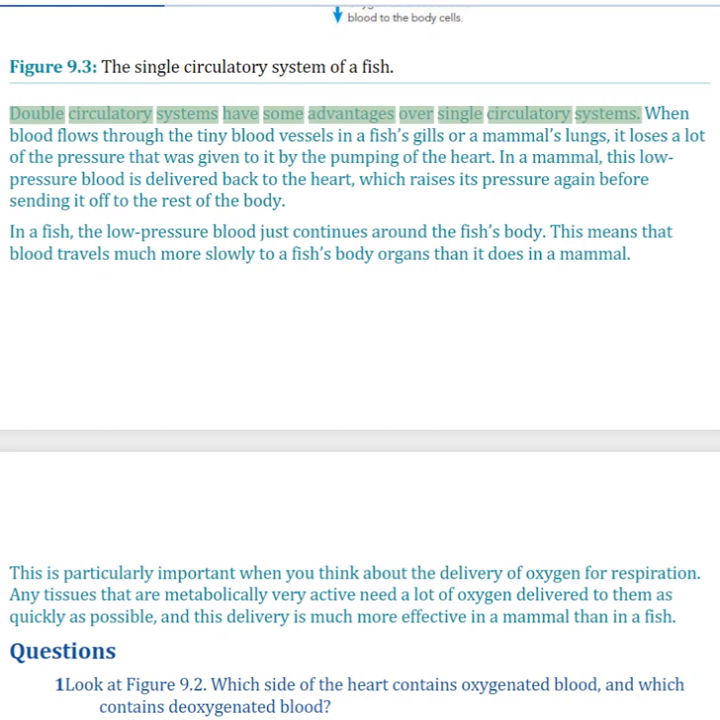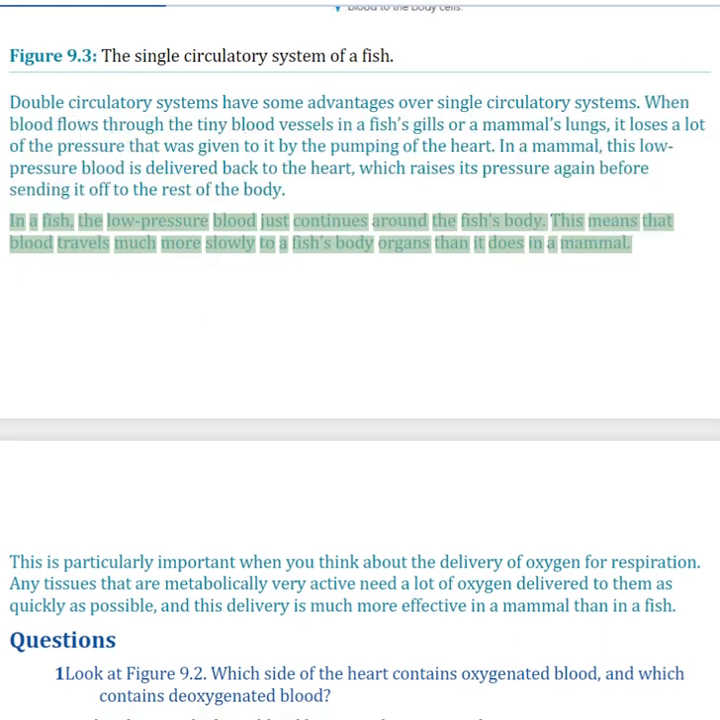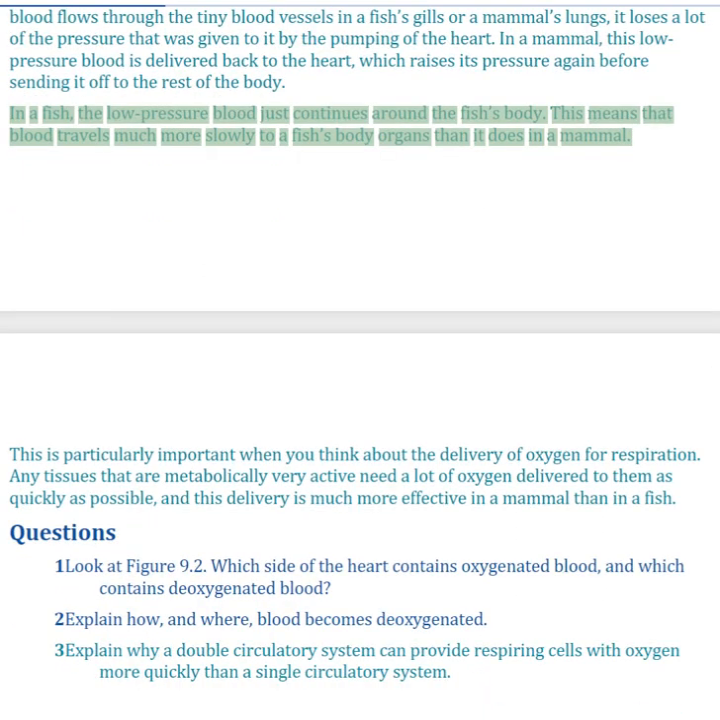Double circulatory systems have some advantages over single circulatory systems. When blood flows through the tiny blood vessels in a fish's gills or a mammal's lungs, it loses a lot of the pressure that was given to it by the pumping of the heart. In a mammal, this low-pressure blood is delivered back to the heart, which raises its pressure again before sending it off to the rest of the body. In a fish, the low-pressure blood just continues around the fish's body.